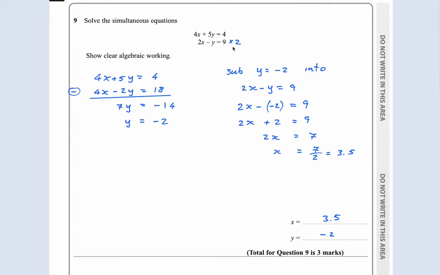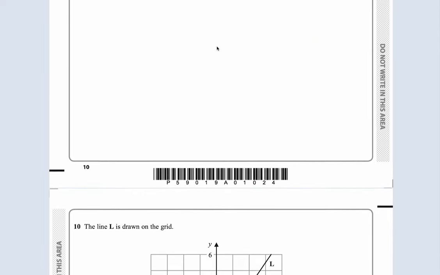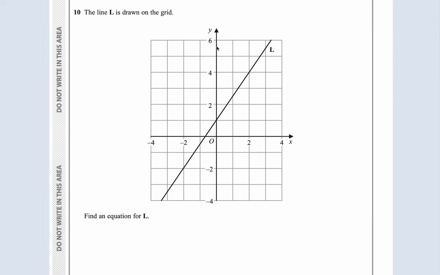Those questions, guys, are not easy. However, it's the type of question that you have seen many times, so everyone should be able to do that in the final exam. Question 10. Find an equation for L. This is a straight line L.